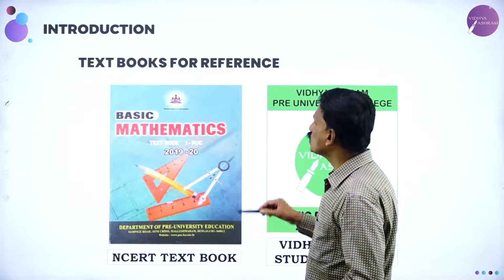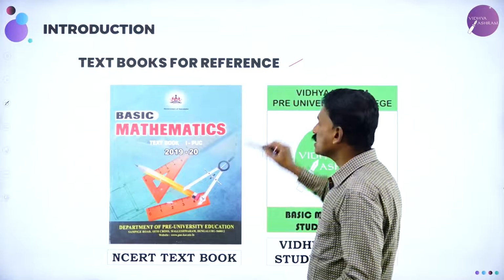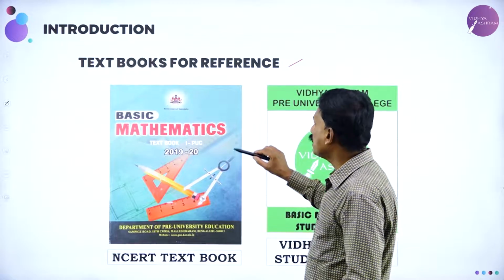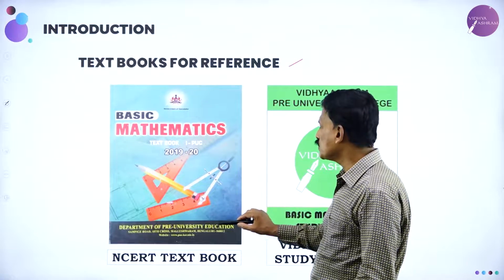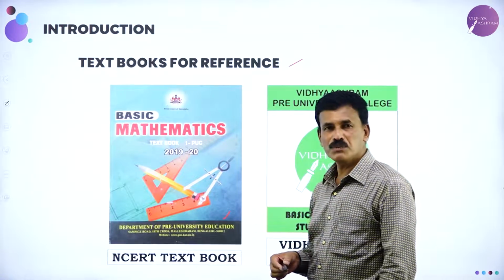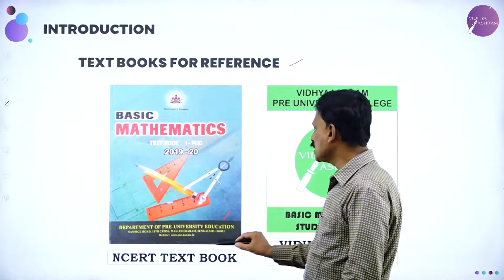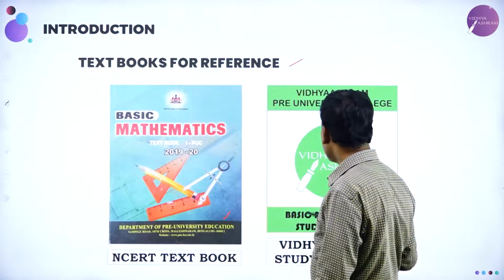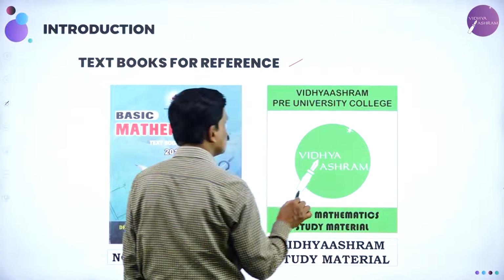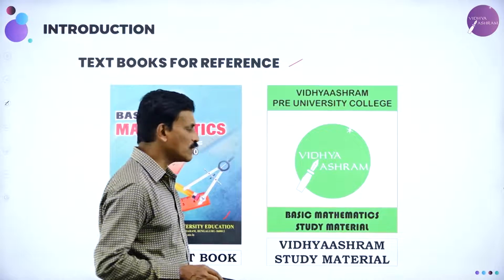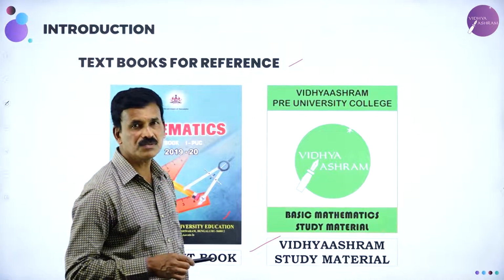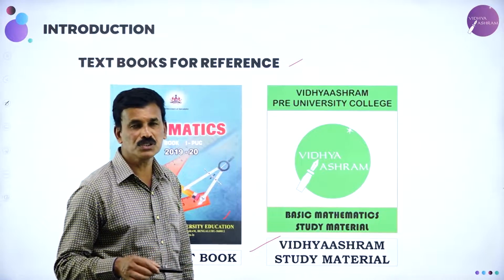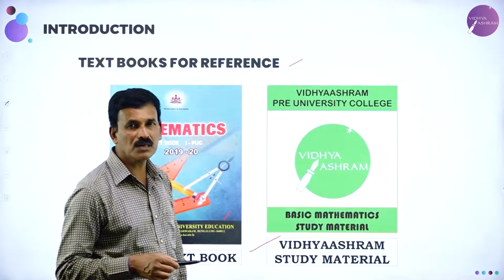Now what are the textbooks we are using for reference? The reference books are prescribed by the NCERT, that is PU board, basic mathematics, which is from the Department of Pre-University. This is the NCERT textbook, and another book is from Vidhyaashram Pre-University College, basic mathematics study materials, that is from Vidhyaashram PU College. These are the two books which we are going to use for reference.